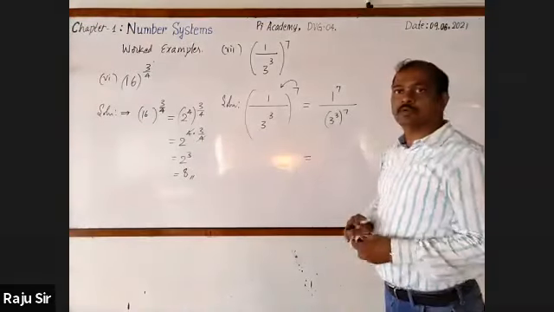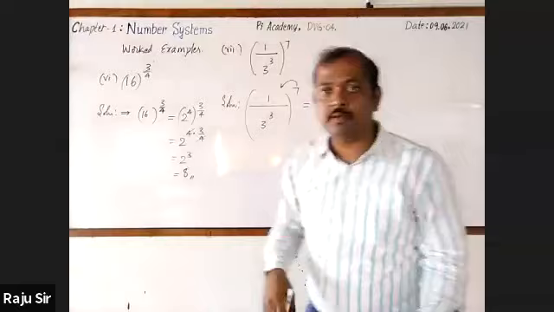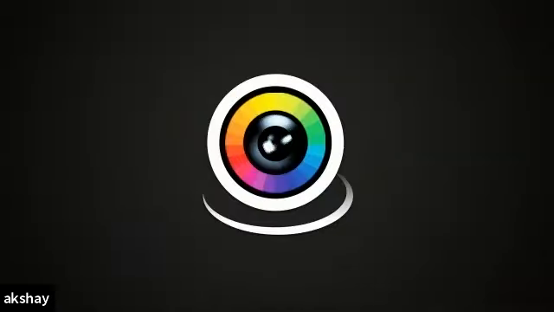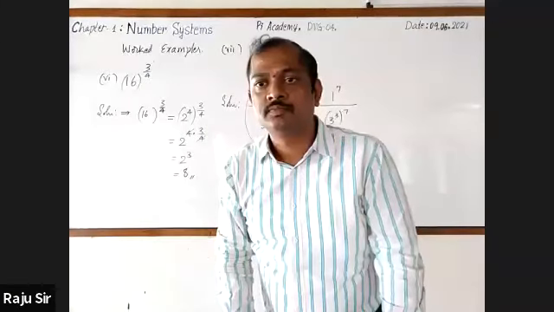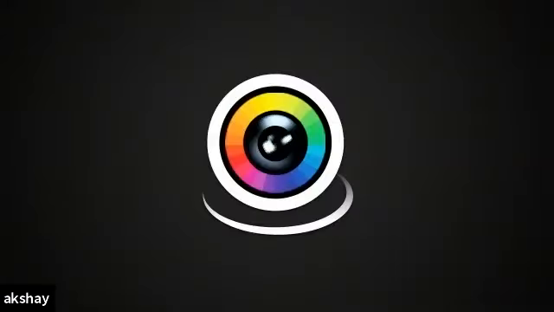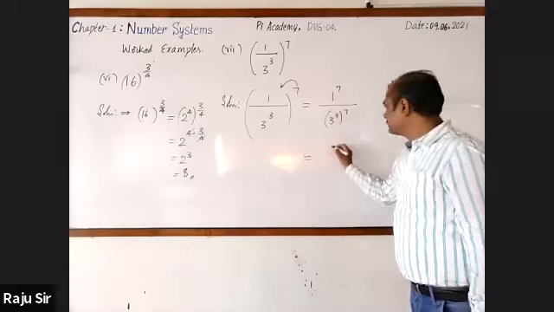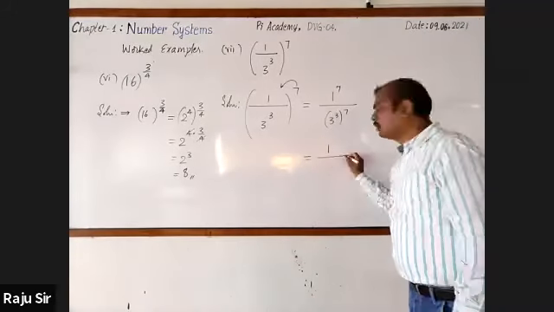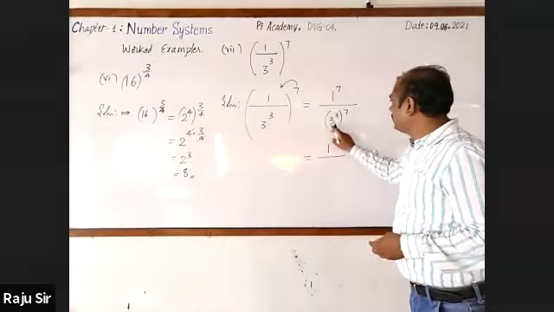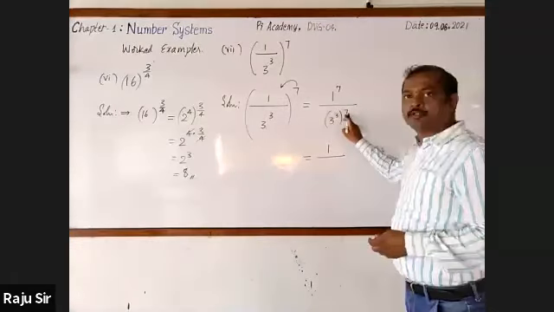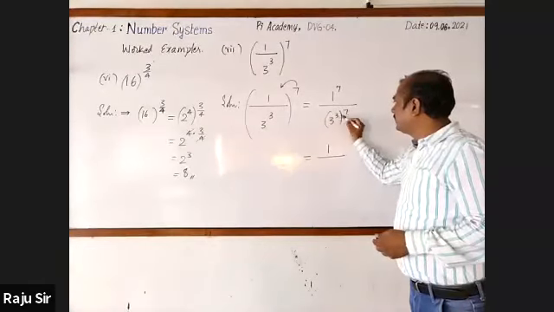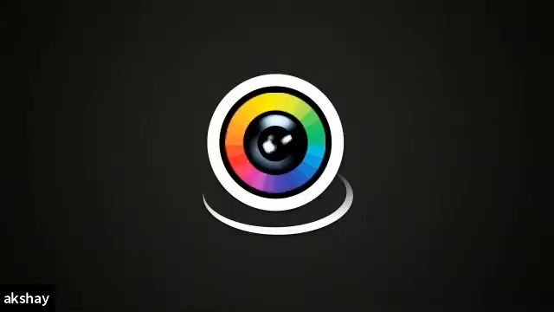This is equal to 1 raised to the power 7, which is just 1 only. Then 3 raised to the power 3, raised to the power 7. See, it is 3 into 7, 21. 3 raised to the power 21. Write it directly like this.